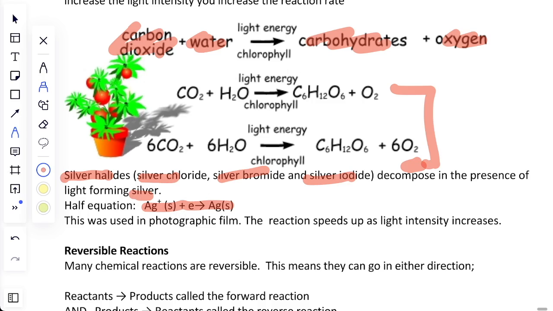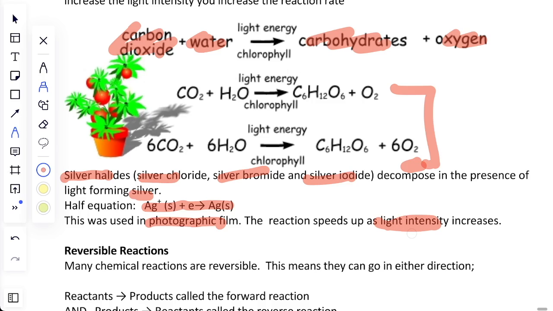This is called a half ionic equation. This was used in photographic film, guys. In the olden days, this is how they made photos visible: silver bromide, chloride or iodide would decompose in the light and form the picture. The reaction speeds up as the light intensity increases. So another factor would be light intensity, but in this case you just need to remember that some reactions need the presence of light to work.